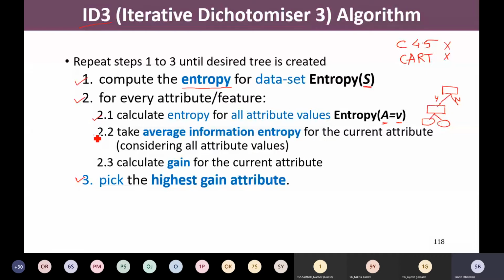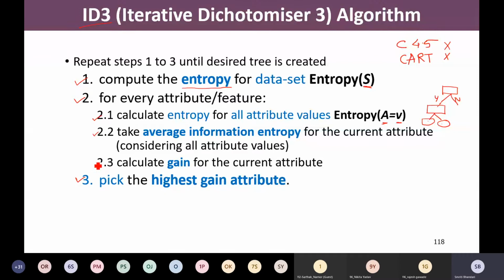And here we are going to consider all the attribute values. So if a particular feature or attribute has 2 values, yes and no, then for every value we are going to compute the entropy, and based on those values we are going to find out the average information entropy. I am going to demonstrate all the mathematical formulae that we are going to make use of.